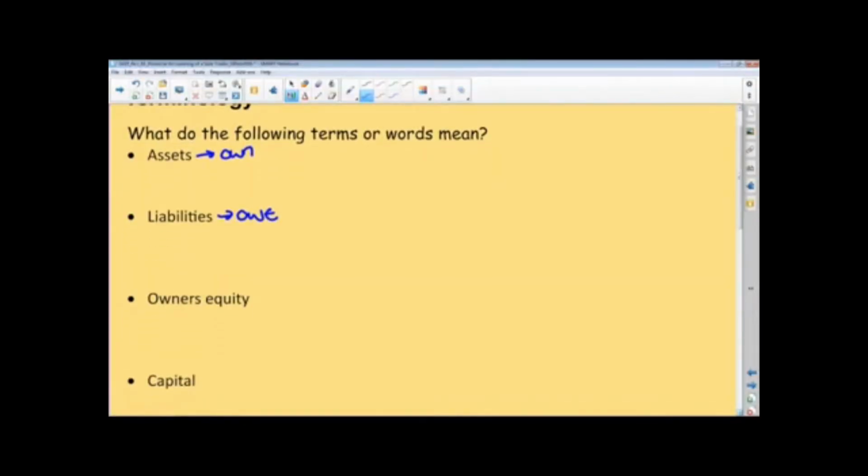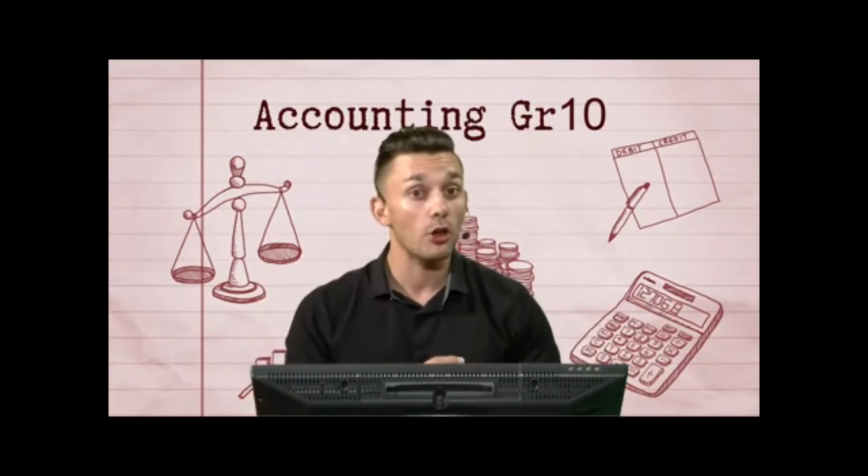Owner's equity will be firstly capital. So that's our very first type of account, your capital. And remember, capital will be anything the owner gives. It can be a vehicle, equipment, or cash. Any of those forms will be regarded as capital when the business receives it from the owner.